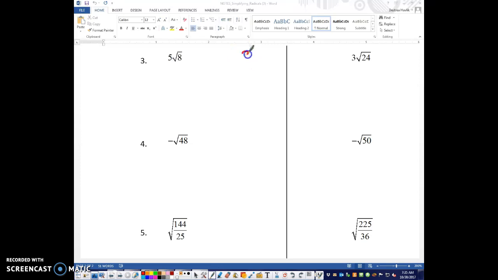Can 8 be divided by 2? With what? 4. And then we circle our prime number. Can 4 be divided by 2? And 2. Circle your prime numbers. Okay? So now we have 5 square root of 2 times 2 times 2.